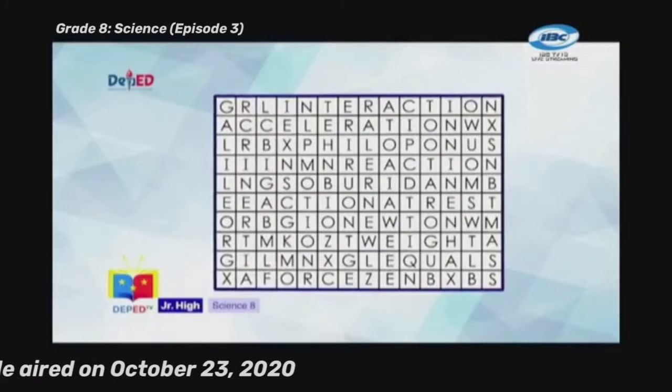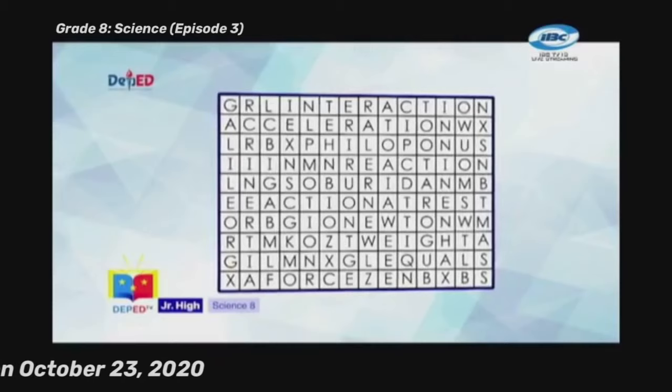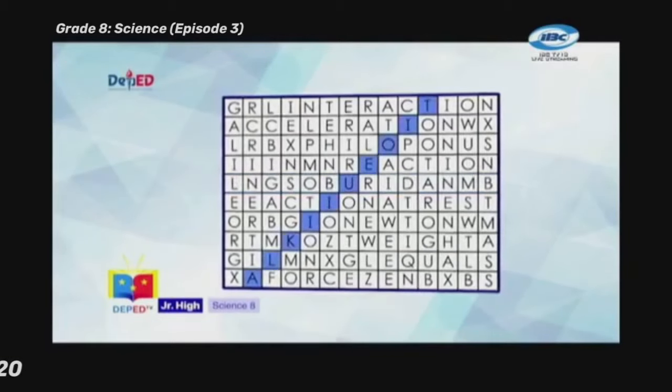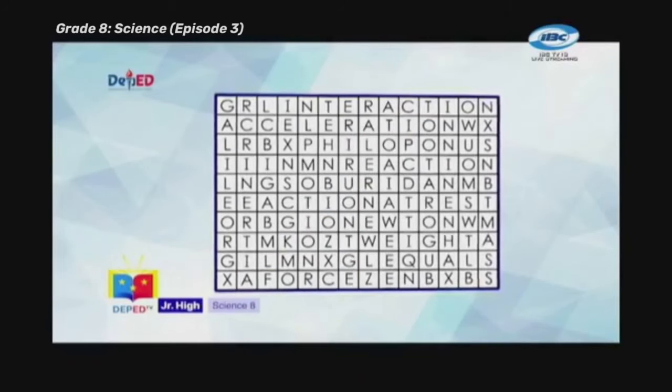Your task is to locate the given words in the grid. The words appear horizontally, diagonally, and vertically. I know you can do this. Let's go!